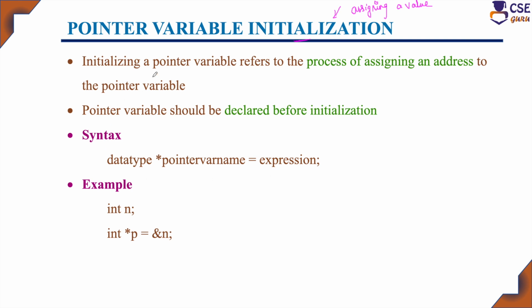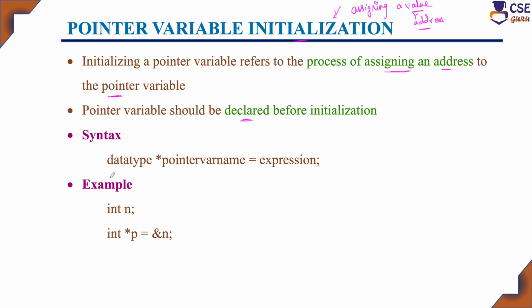So initializing a pointer variable refers to the process of assigning an address. Here the value is nothing but an address only. Whenever you talk about a pointer variable, value means address only. It will store only the address of another variable, not the value. So initializing a pointer variable is nothing but the process of assigning an address to the pointer variable. And before initialization, the pointer variable should be declared first. Declaration should be done first.